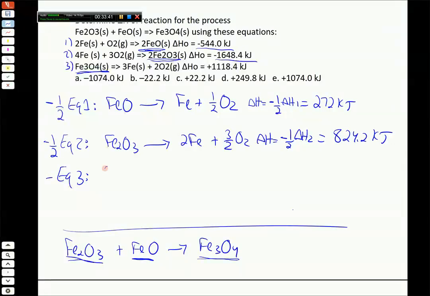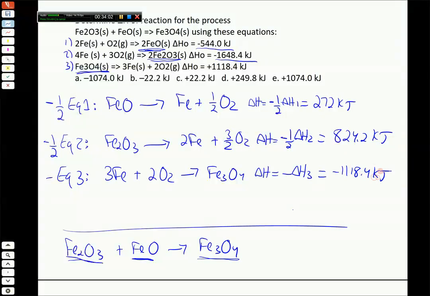So that gives us 3Fe plus 2 O2 going to Fe3O4. And then delta H is just going to be the negative of that third delta H, which is going to be negative 1118.4 kilojoules. And if we did our job right, these three equations should add up to get this equation here. And the delta H will just be the sum of all three of these modified delta H values.